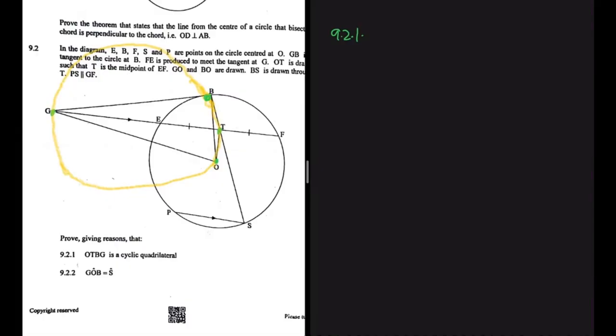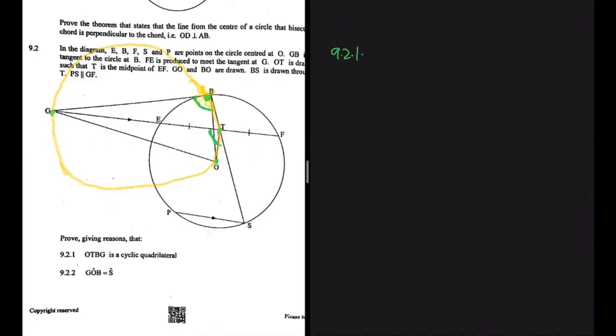And then what helped is realizing that if OTBG is a cyclic quad, then this angle GBT should be equal to the angle GTO, right? Why should they be equal to each other? Because they're being subtended by the same chord GO, right? So if we prove that those angles are equal to each other, then we have proved that OTBG is a cyclic quad. So let's go ahead and try that.